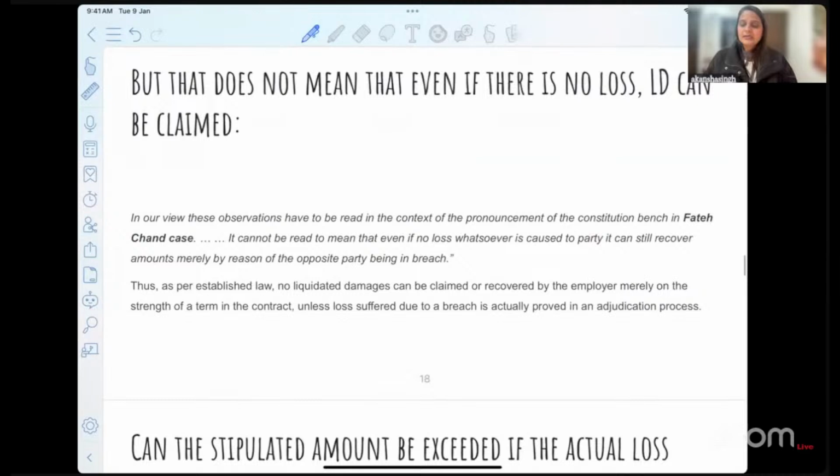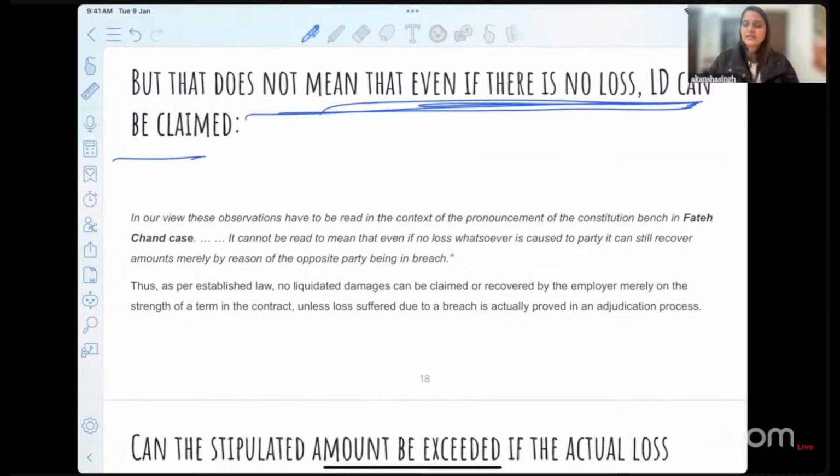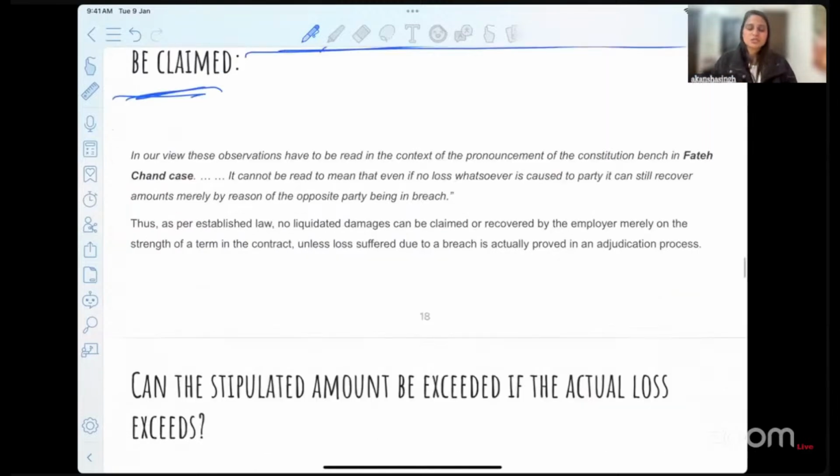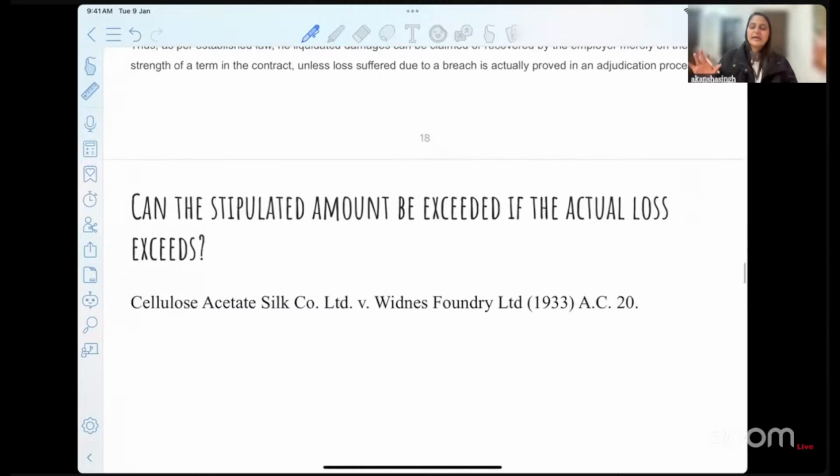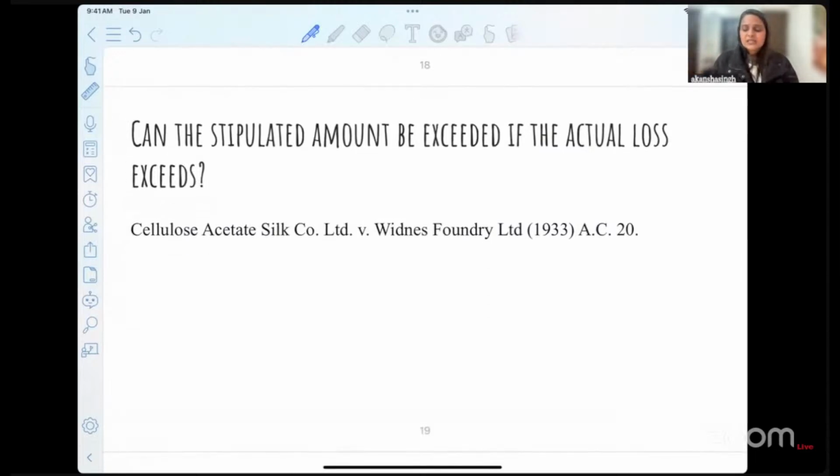All right. Then this also means, just something that I covered right now, that even if there is no loss, you cannot go and say, I need 10,000 rupees. The court will assess it on the basis of loss, wherever it is possible for you to comprehend and look for the damages.